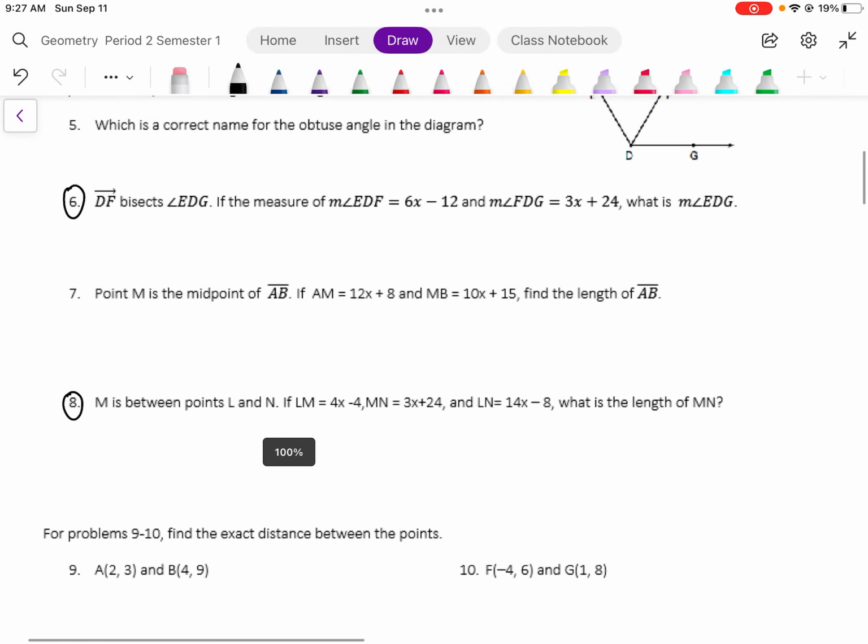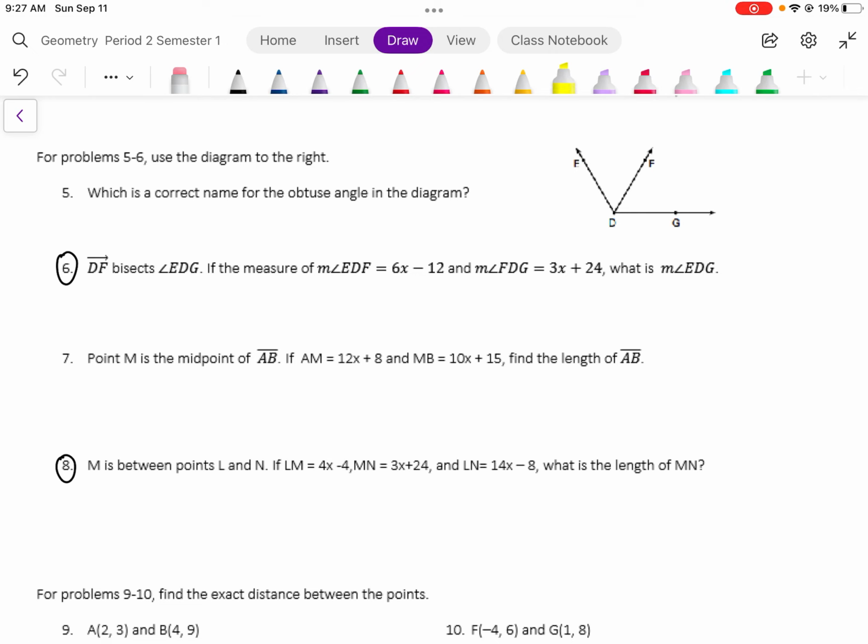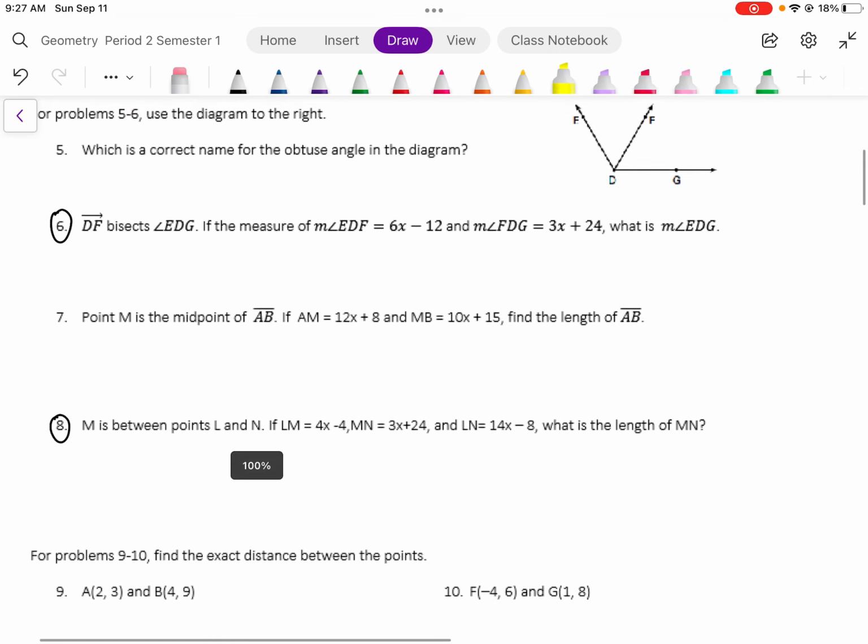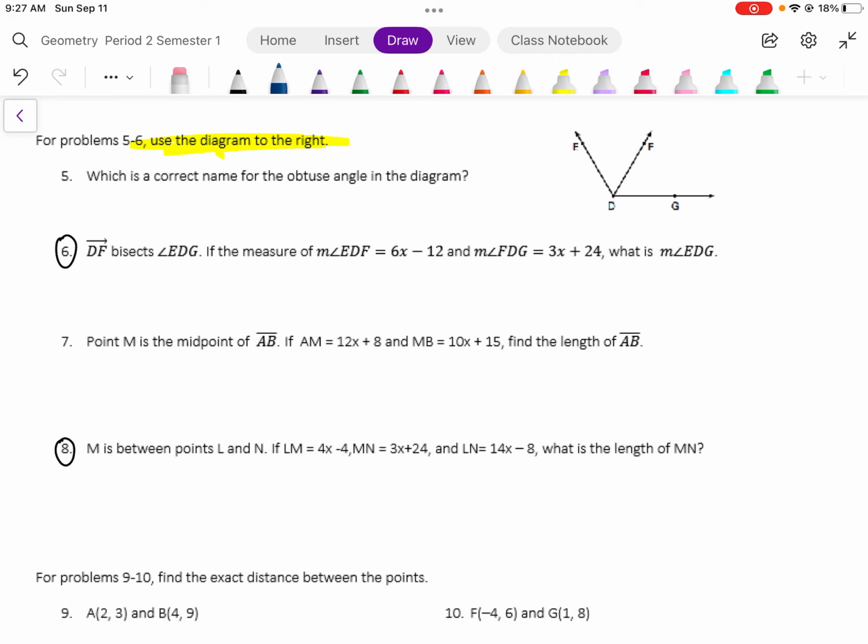Okay, so for number 6, we are still using the diagram to the right for this problem. In this example, they're telling us that DF bisects angle EDG. And if we're looking at the picture, EDG is the outside angle, and DF is bisecting it. So remember, whenever you see the word bisects, it's cutting it in half.